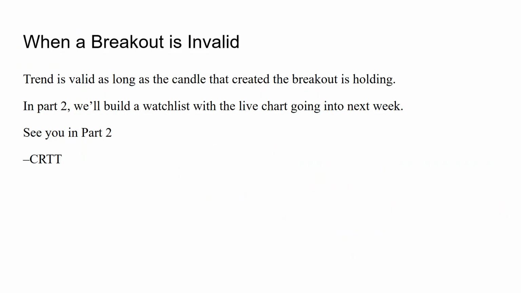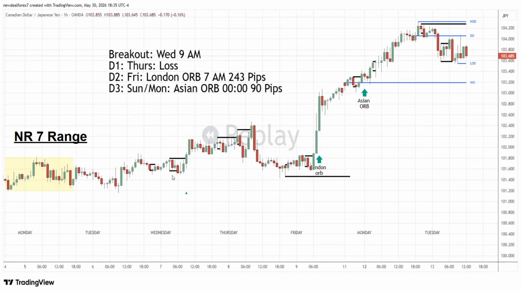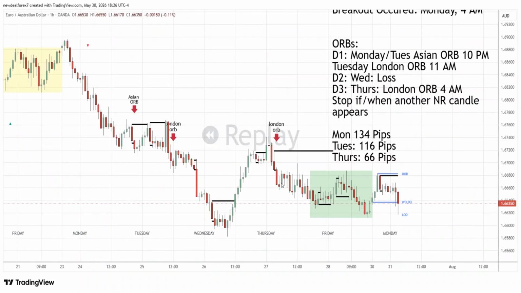And so when a breakout is invalid, remember that the trend is valid as long as the candle that created the breakout is holding. That's this candle right here where the indicator is. Okay, no brainer. You want to see the high of this candle holding in this case, or the low of this candle holding in this case. You don't want to see this candle get closed below, right? So it can consolidate around it a little bit, but hopefully you don't see it just get completely taken out. If so, you might want to go ahead and take a small loss.